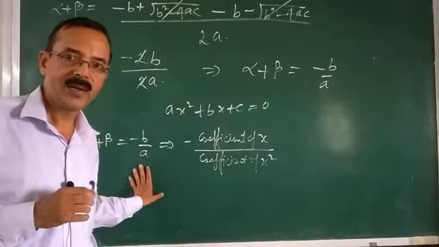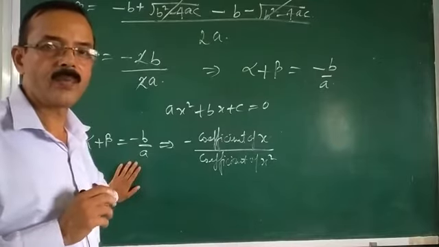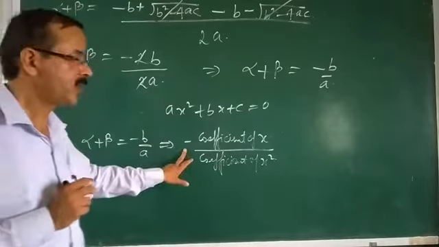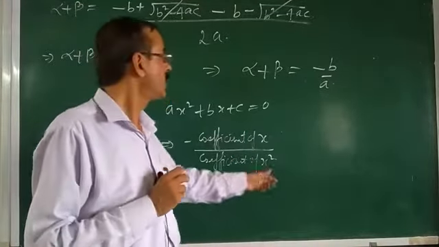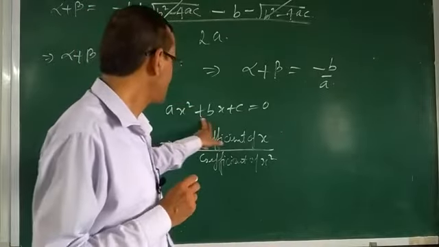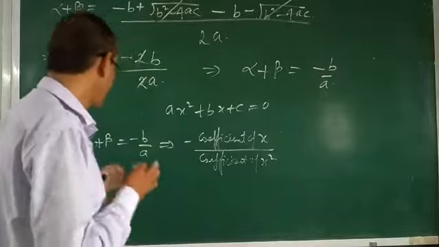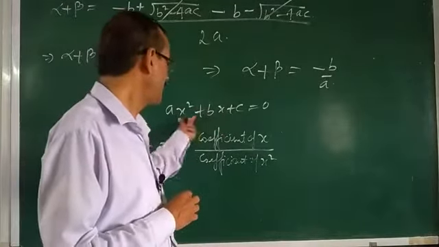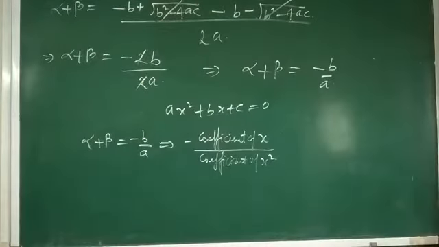One more I will find after this: the multiplication of two roots, alpha into beta. So alpha plus beta we found is minus coefficient of x upon coefficient of x square. So if a quadratic equation x square plus bx plus c is given, any quadratic equation, and you have to write the direct answer, or tick it in some competition, then you can directly look at it and write it. There is no doubt in this.